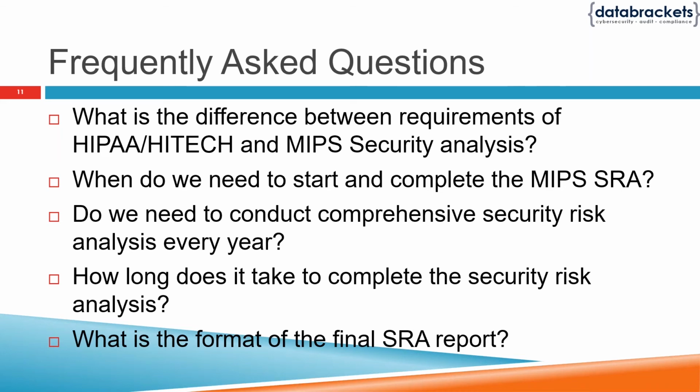So let's assume that you're still on the same cloud-based EHR in 2018 and in 2019. What you could do is take your 2018 report and pretty much update it depending on what changed, and that should be sufficient for you to provide to the auditors. And then what is the format of the SRA final report?